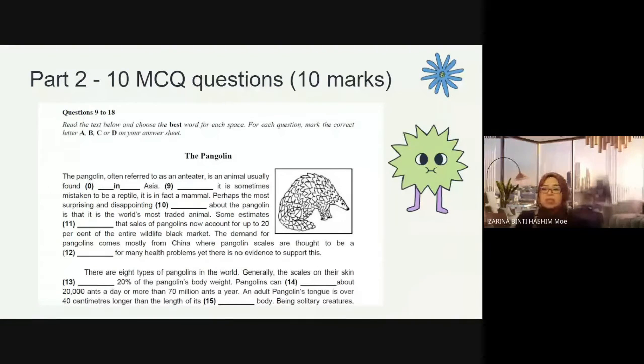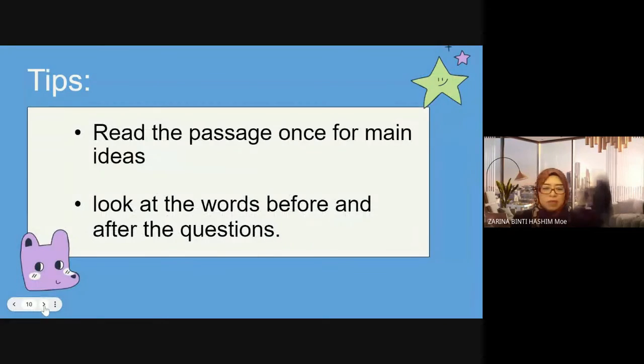Someone or an animal or a place and so on, and you have to answer that. This is a closed passage. It's testing your vocabulary and your grammar. This is the sample question. Here are the tips on how to answer this part.